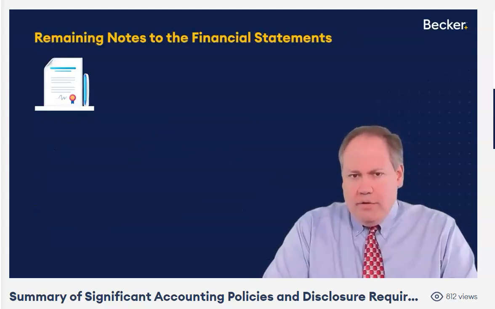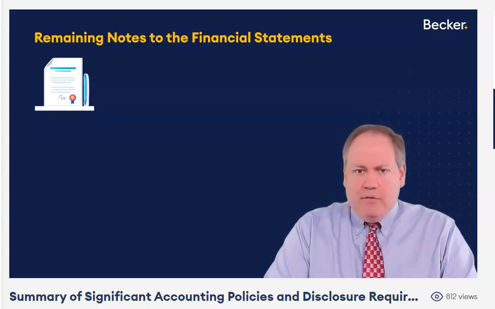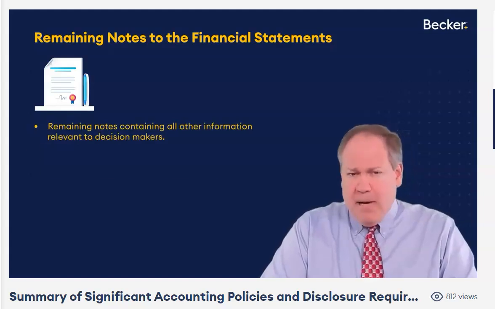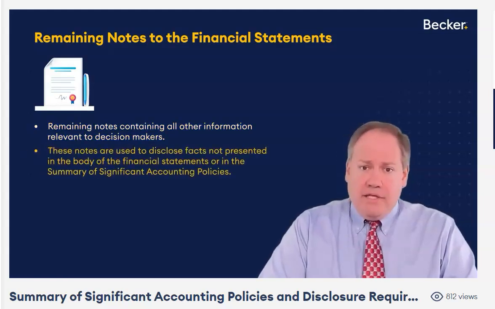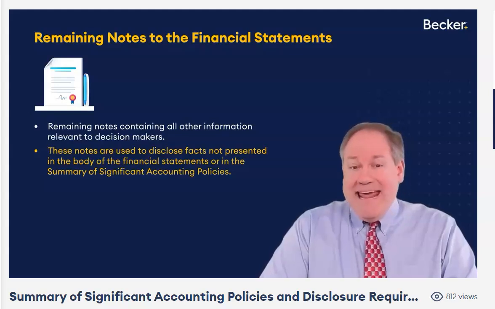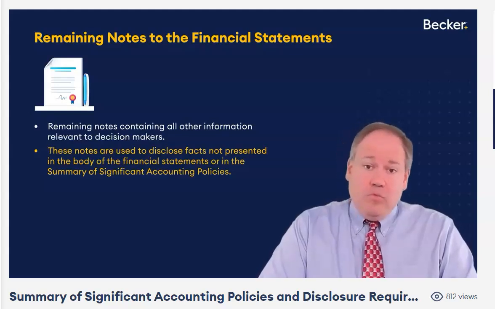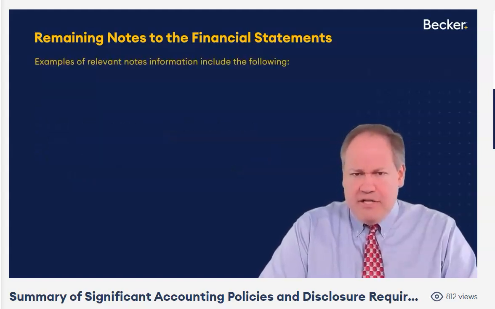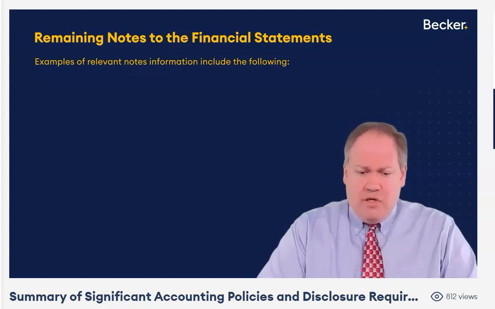Ultimately, what is included under US GAAP is supposed to follow a simple idea. Will it be useful to decision makers? And so the body of the footnotes beyond the significant accounting policies would be any other information that is in fact relevant to those decision makers. Now, there's some examples I can provide you here, and it's by no means an exhaustive list.